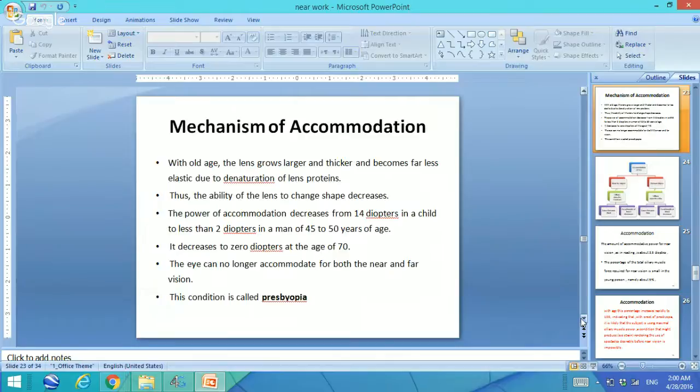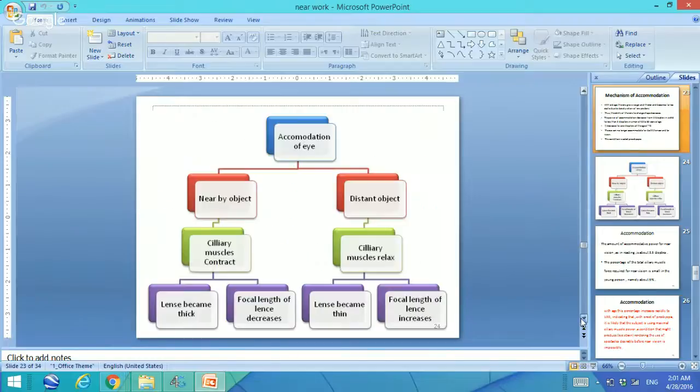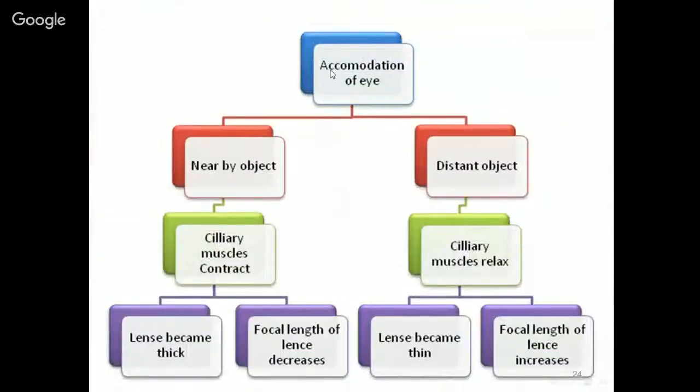This condition is called presbyopia, and it starts after the 40s, in the fifth decade. Here, look here, accommodation of the eye, this accommodation of the eye, for distant object or near object.